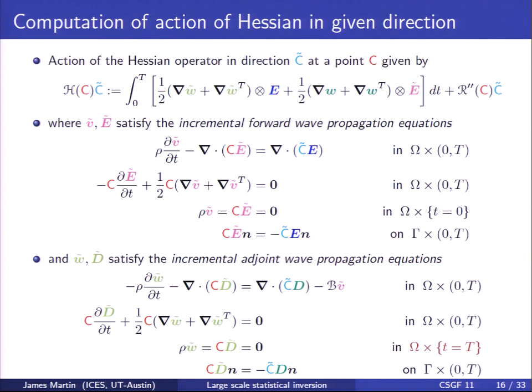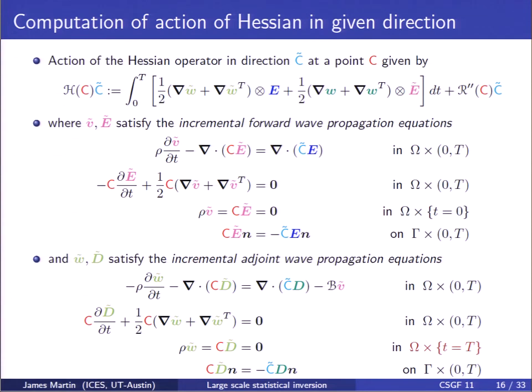The Hessian vector product can be computed in a similar way. If you want to compute in a direction given by this teal-colored C tilde, it comes as a right-hand side for the so-called incremental forward equation, which is one more PDE solve. And we can solve for, is that magenta, I believe, the magenta-colored variables. And then one more iteration lets us solve for the incremental adjoint wave equations and assemble everything together, a fairly complicated expression for the Hessian vector product.